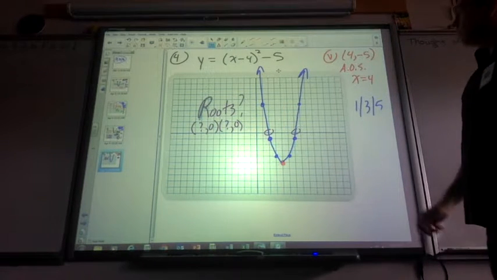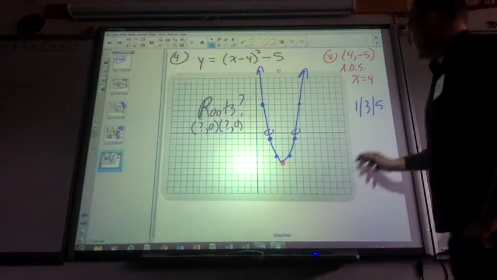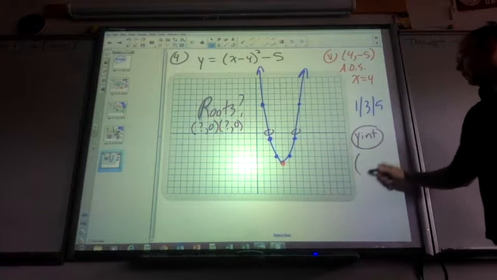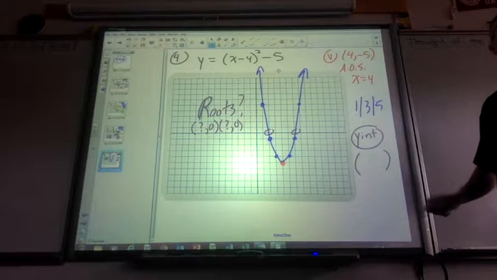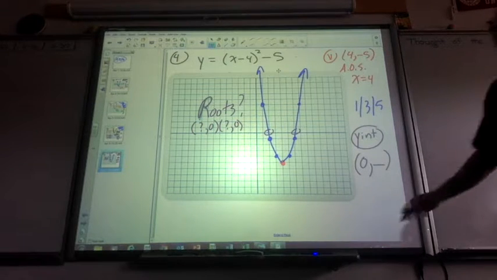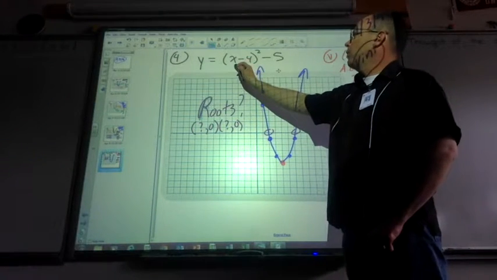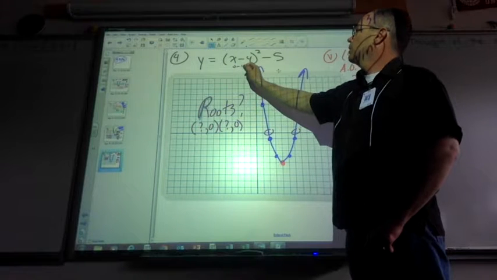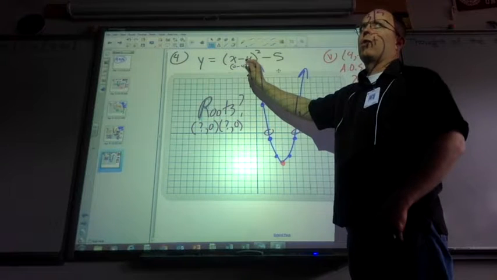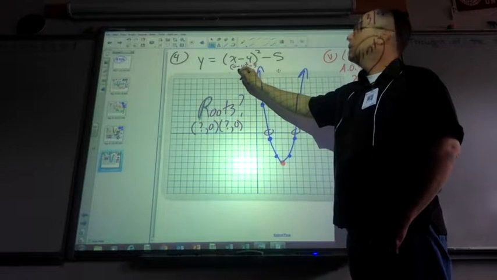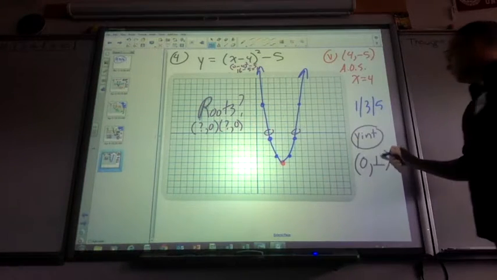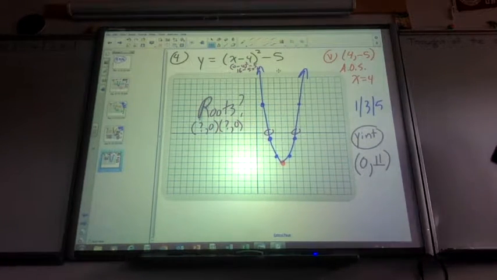Got the vertex. The graph is definitely going to cross the y-axis, but how do I find where it crosses? Plug in 0 for what letter? x. So 0, comma, blank. So if I plug 0 in, I'm going to get 0 minus 4, quantity squared, minus 5. 0 minus 4 is -4. What's -4 squared? 16. So I get 16 minus 5, which is 11. Does that appear it could be crossing at 11?